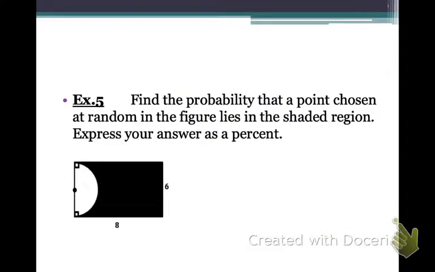All right, so find the probability that a point chosen at random lies in the shaded region. Well, my shaded region is a strange figure. Okay, so we need a plan here. For my shaded region, we're going to do the area of the rectangle and subtract that half of a circle. Now, half of a circle is called a semicircle.